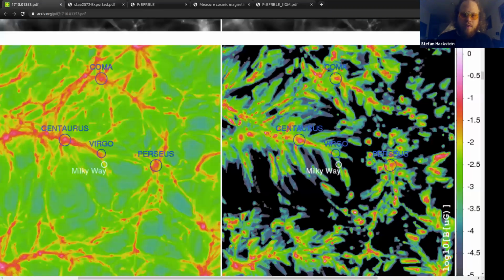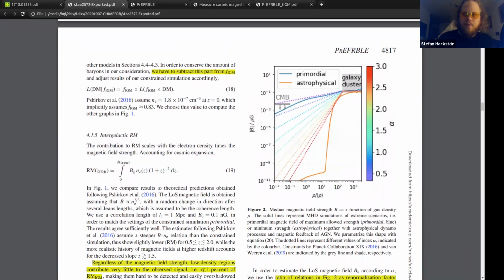Here, these two models are plotted for the median magnetic field as a function of overdensity. And these two models basically span the range of what we think is possible in our universe. What we would like to do is to measure the intergalactic magnetic fields out in the void, in the very left part here. But this contributes much too little to the rotation measure and is not accessible to terrestrial telescopes.